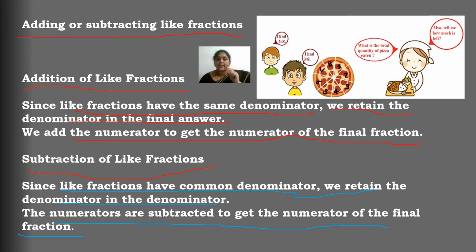Suppose I have 7 by 8 and 12 by 8, and I want to subtract them. How am I going to subtract? I write my denominator the same. So what are my numerators here? 12 and 7. Which is the bigger number? 12 is the bigger number. Write 12 first and then subtract 7 from it. So what will be your answer? Your answer will be 5 by 8. This is how we subtract like fractions.